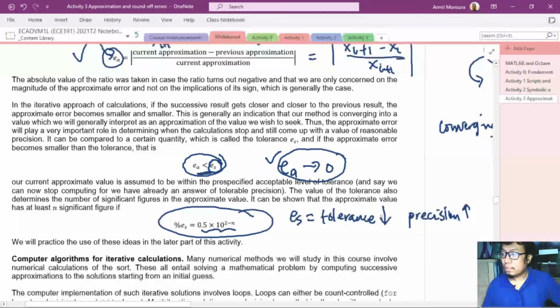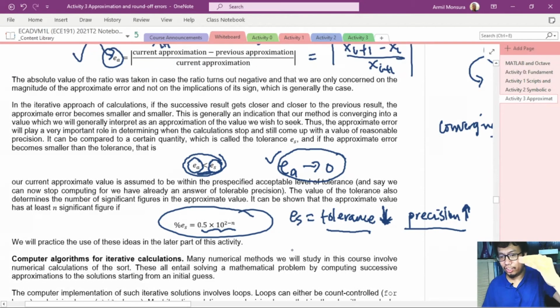Okay? So again, if this tolerance is low, is small enough, the tendency is for your precision to be higher. So it means that the lower this is, the more significant figures your answer has. But its trade-off is, the lower the tolerance, the longer the time it would take for your approximate error to actually reach a value lower than ES, because it is low. So we do not know the rate at which your iteration produces an approximate error that is going down. Okay?